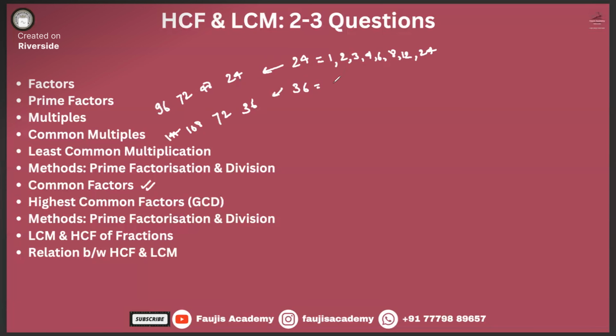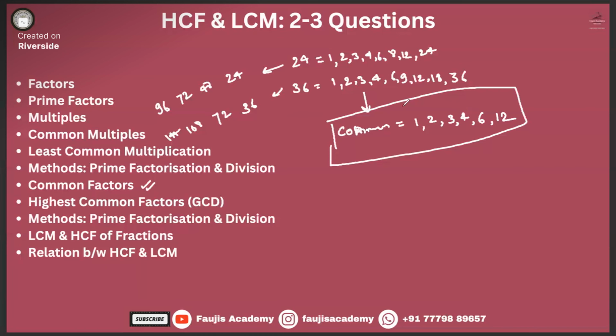36. Right. What are the numbers that divide 36? 1, 2, 3, 4, 5, 6, 7, 8, 9, 10, 11, 12, 13, 14, 15, 16, 17, 18. Half, full. Okay. Now what are the common factors here? 1, 2, 3, 4, 6, and 12. So these are your common factors.